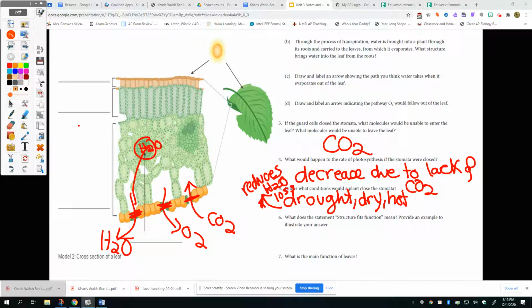The spongy mesophyll is very, very important in gas exchange. There are air pockets where gas can build up and come in and leave.